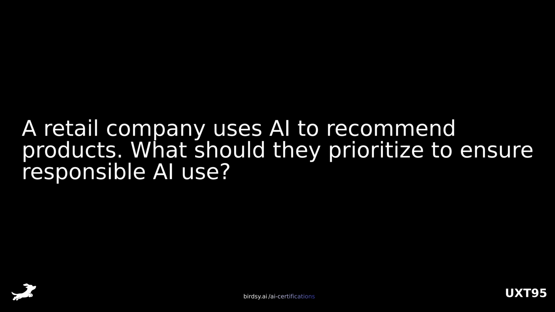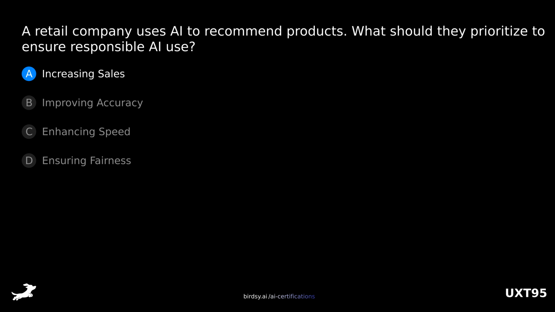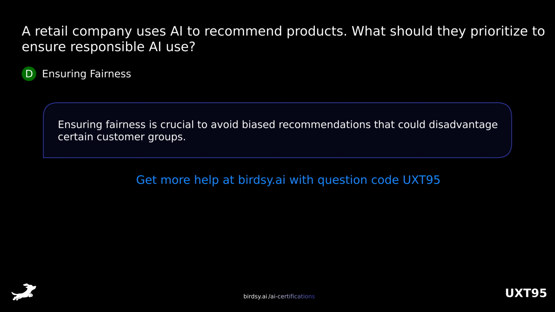A retail company uses AI to recommend products. What should they prioritize to ensure responsible AI use? Is it A, increasing sales, B, improving accuracy, C, enhancing speed, or D, ensuring fairness? The answer is D, ensuring fairness. Ensuring fairness is crucial to avoid biased recommendations that could disadvantage certain customer groups.